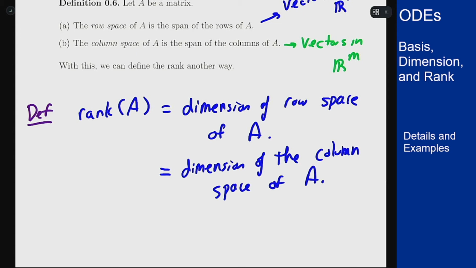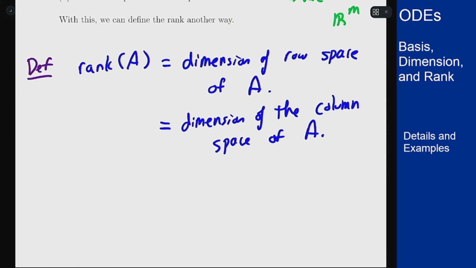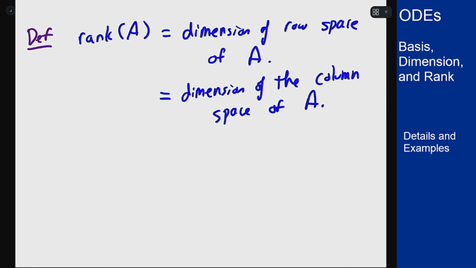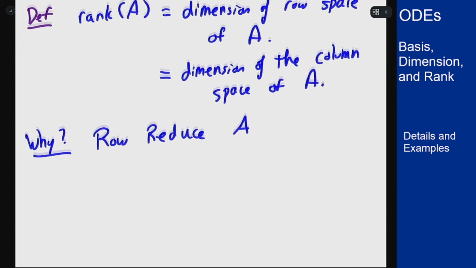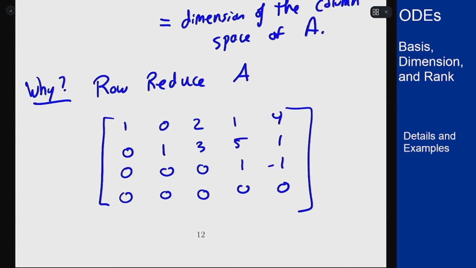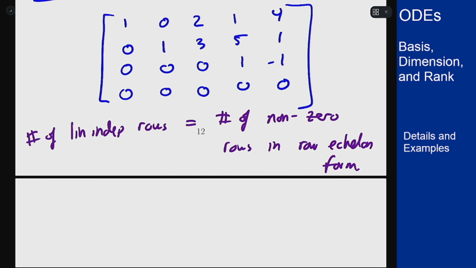Well, let's think about how we would determine these different dimensions. If we're looking for the number of linearly independent rows, we're going to take A as it is and row reduce it. And let's say we're left with a matrix that looks like this once we do that. There's our matrix. Now, how do we count the number of linearly independent rows? Well, we've done our reduction. We've thrown out all the unimportant stuff. So the number of linearly independent rows is the number of non-zero rows in the row echelon form. In this case, we would get 3 from 1, 2, and 3. The bottom row is all 0, so it does not count.